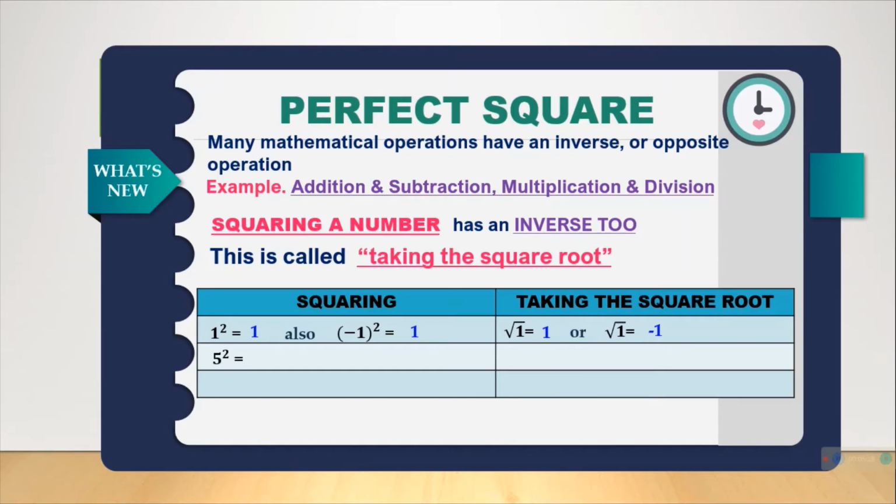5 squared is equal to 25. 5 times 5 is equal to 25. Also, negative 5 times negative 5 is also 25. So, square root of 25 is 5. Or, square root of 25 is negative 5.